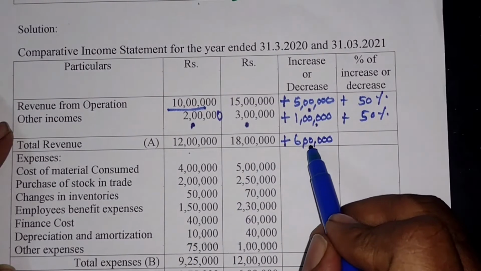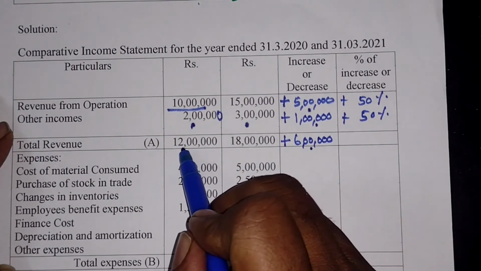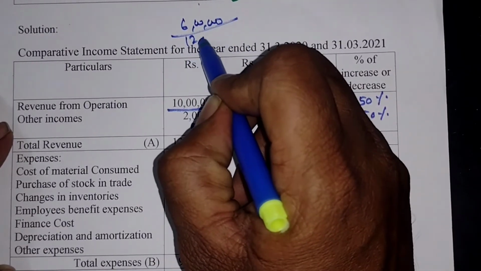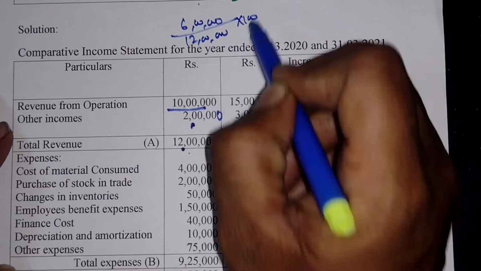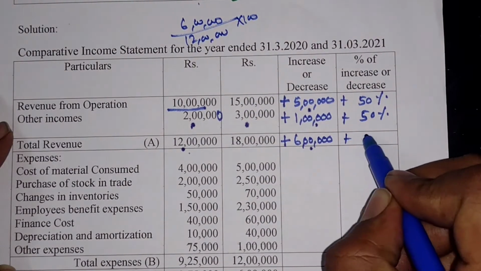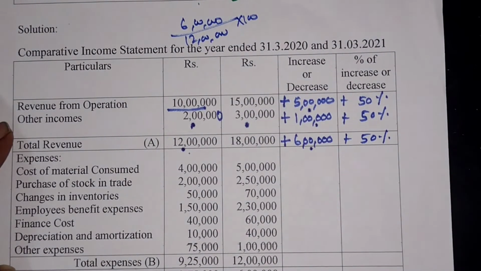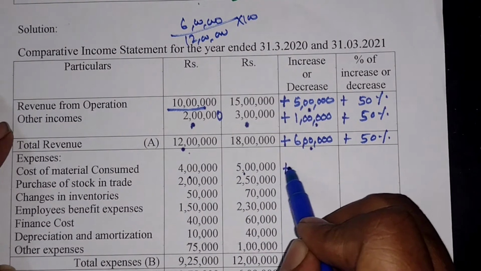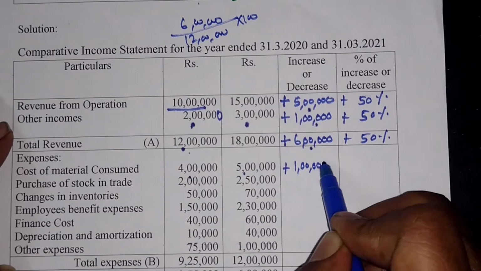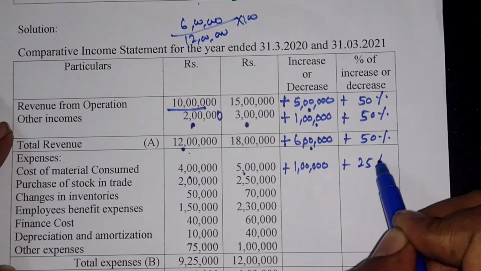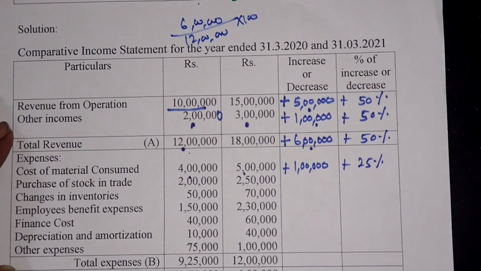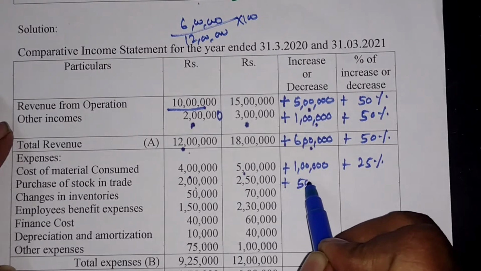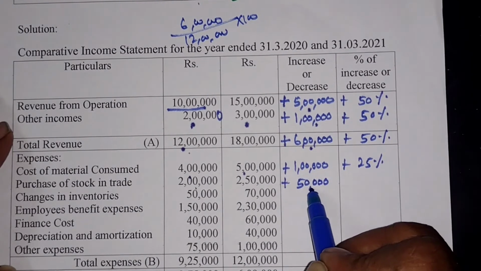6 lakhs it is increased, again 6 lakhs divided by 12 lakhs into 100, you get 50%. Next one is 4 lakhs and 5 lakhs, it is increased by 1 lakh. 1 divided by 4 we get 25%.